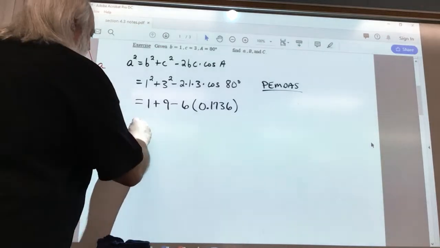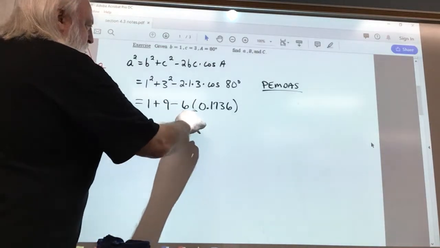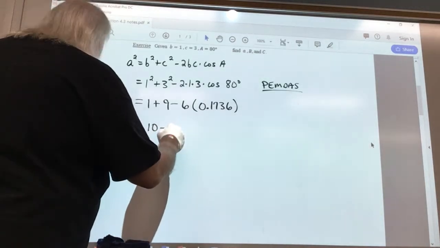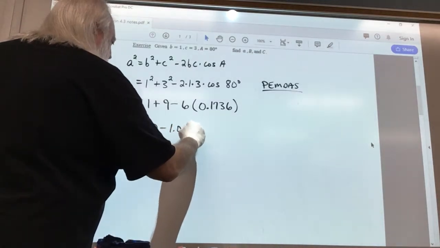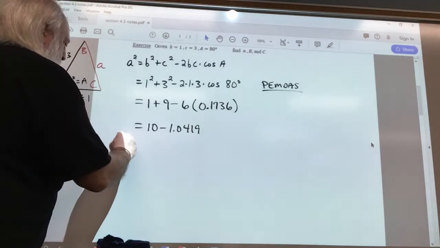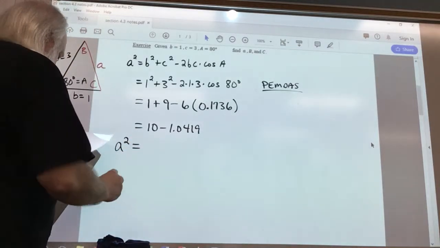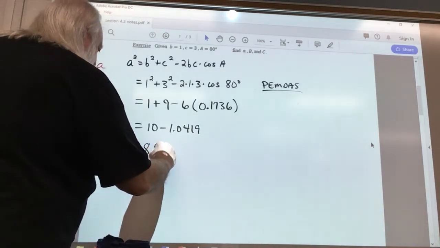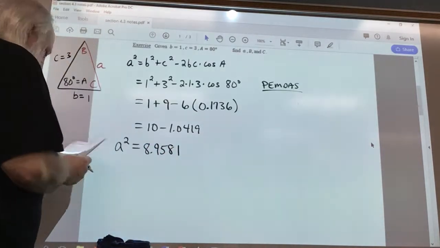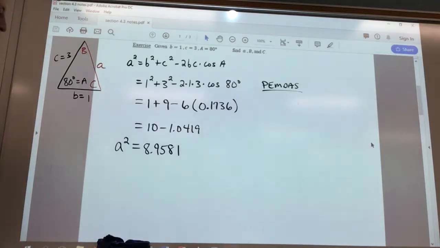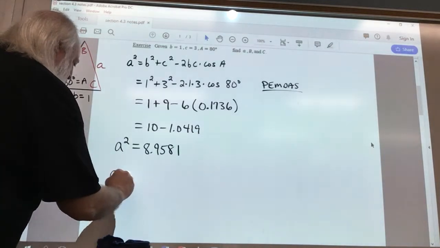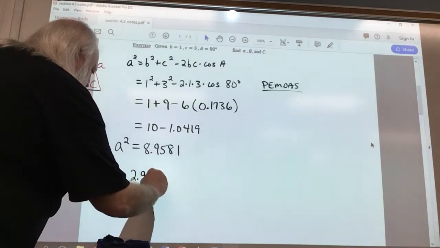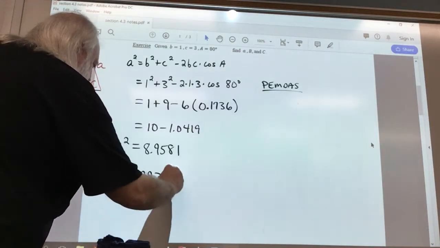Well, 1 plus 9 is 10, and 6 times cosine 80 degrees is 1.0419. And so when we do that subtraction, we get a squared is equal to 8.9581. And then when we take the square root of both sides, we get a is equal to 2.9930 to 4 decimal places.